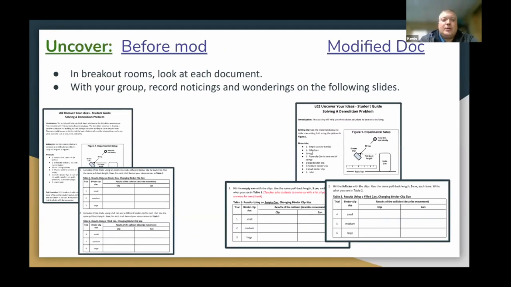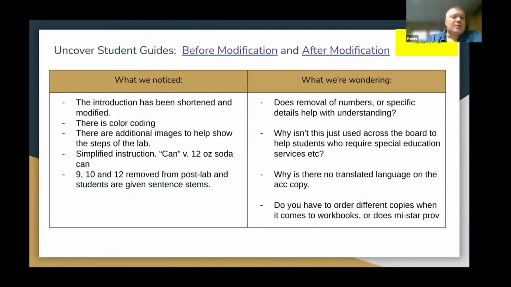What I would like you to do is go into breakout rooms and look at a before version, an unmodified version, and an after version, or what it looks like after we've changed things around for our ELL students. Your goal is to see what the differences are, what things you notice. Okay, taking a look, making sure I'm sharing what I need to be sharing.